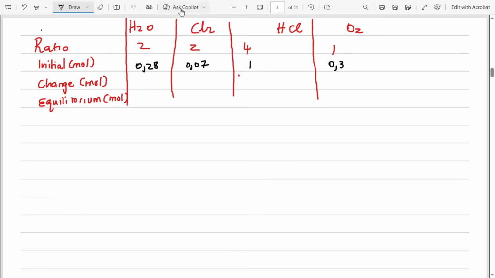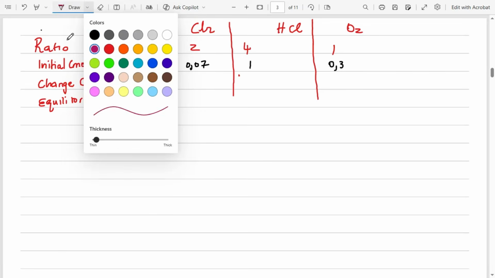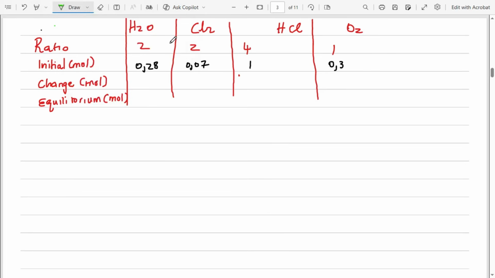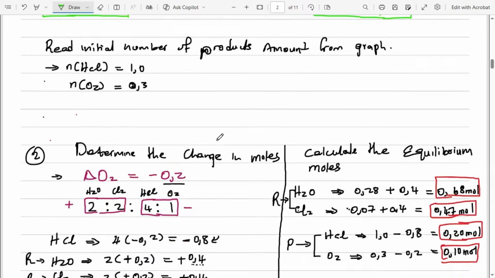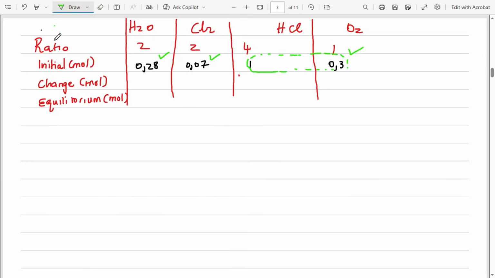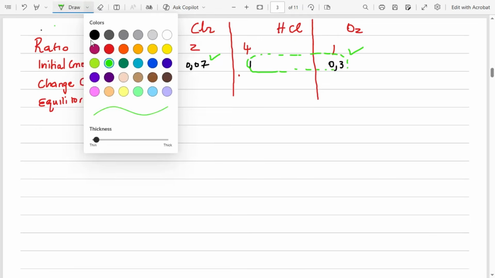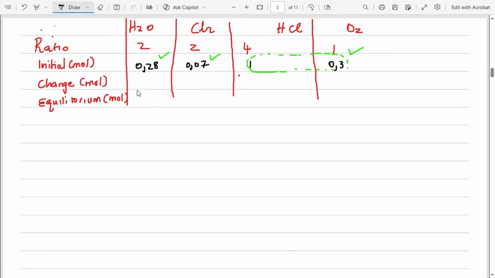So now, when you've managed to get this so far, you have 1 mark for the 0.28 because you did calculations on that, 1 mark for the 0.07, and then the 1 and 0.3, that was an easy thing to do because you just read them from the graph. There's another 1 mark for both of these values. So I think you understand where all this information is coming from. Let's continue putting in our change in mole.